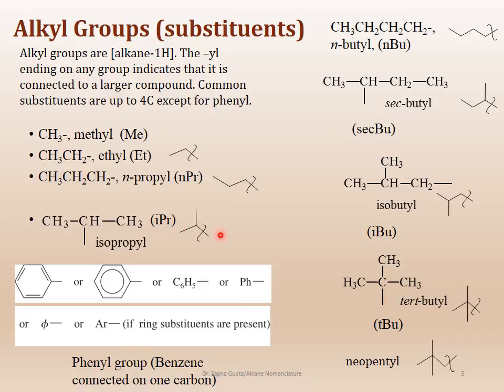Okay, so these are up to 3 carbons. Now we go to the 4 carbons. Now since we have 4 carbons, we will have more isomers for this one. With propyl we had 2. With butyl we actually have 4 isomers.